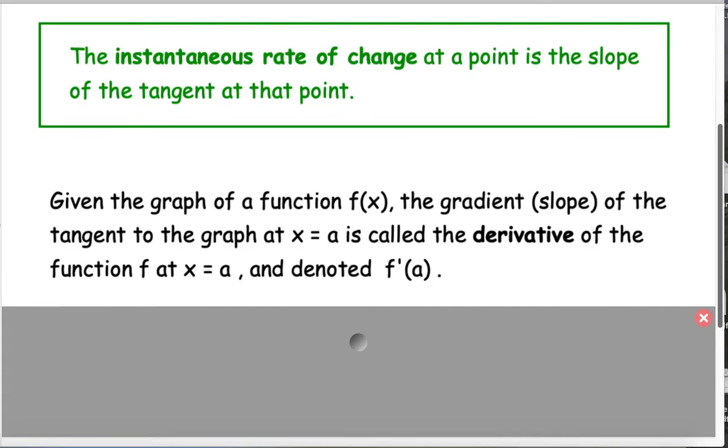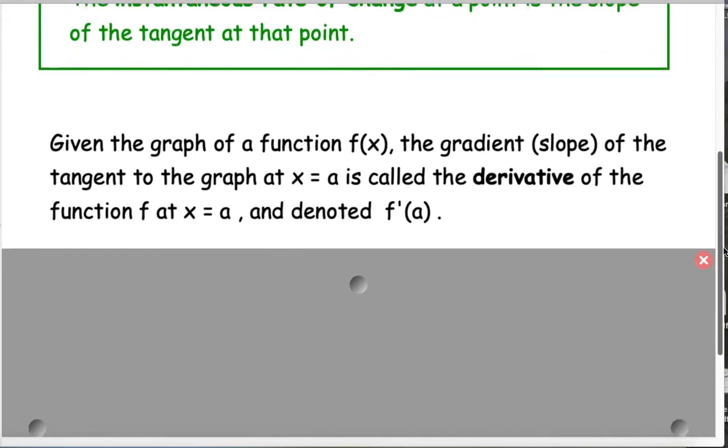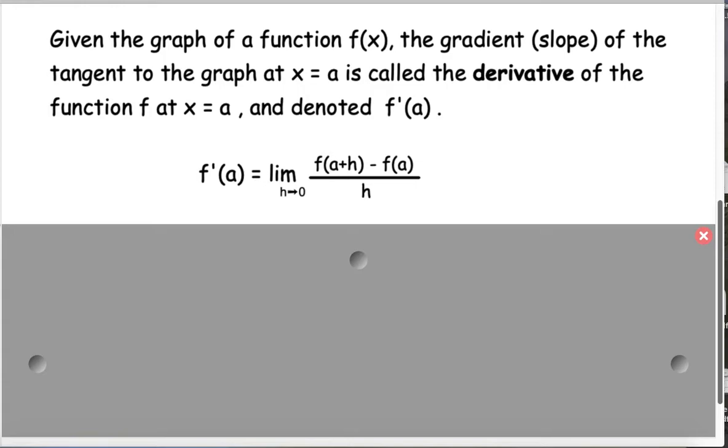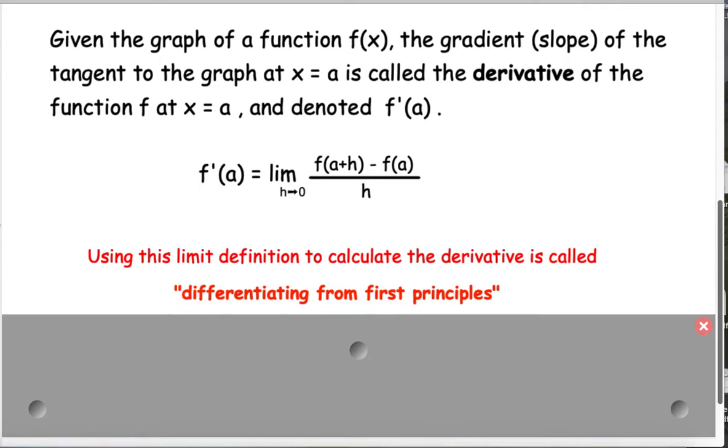So if we're given the graph of a function f of x, the gradient or slope of the tangent to the graph at x equal a is called the derivative of the function f at x equal a, and we denote it as f prime of a. And you've already seen that sometimes we'll use dy dx to talk about f prime. And the way we calculate that is by taking the limit as h approaches 0 of f of a plus h minus f of a all over h. Using this limit definition to calculate the derivative is called differentiating from first principles.